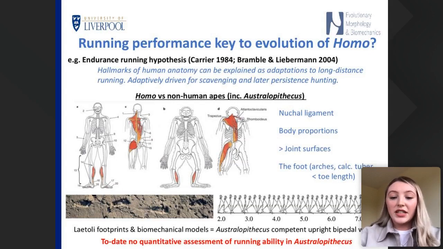However, in the last 5 to 10 years, there's been a lot of work done on the walking mechanics in the Australopithecus, and this work has changed the view of their ecology and locomotor ability. The Australopithecus were originally thought to be more arboreal than terrestrial, but the interpretation of fossils, fossil footprints and biomechanical models has suggested that they are probably quite more upright, competent bipedal walkers, and so their gait actually might be more similar to ours.